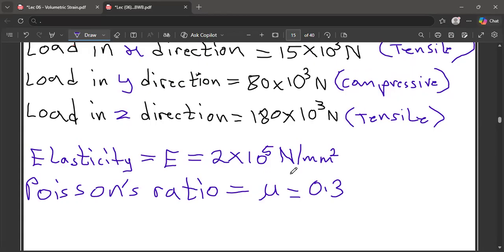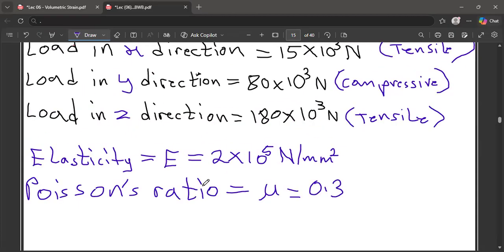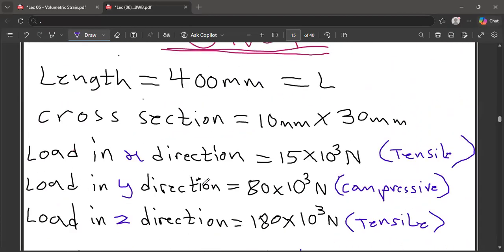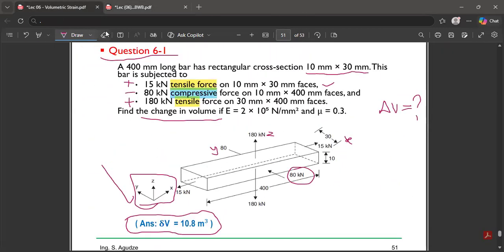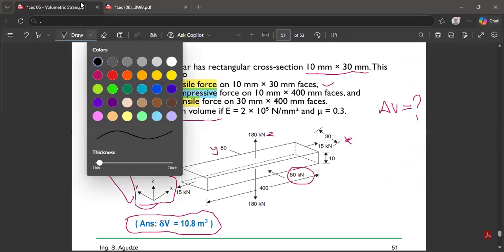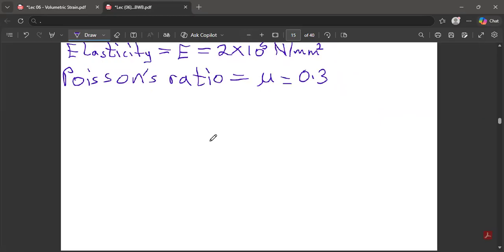So we know that the volumetric strain is equal to the change in volume over the original volume. Okay, but first of all, let's quickly put down the diagram. To make life much easier, let's put down the diagram quickly so that we don't lose the marks for that too. Then from there we can solve the problem. So this is the diagram I want to put over here.